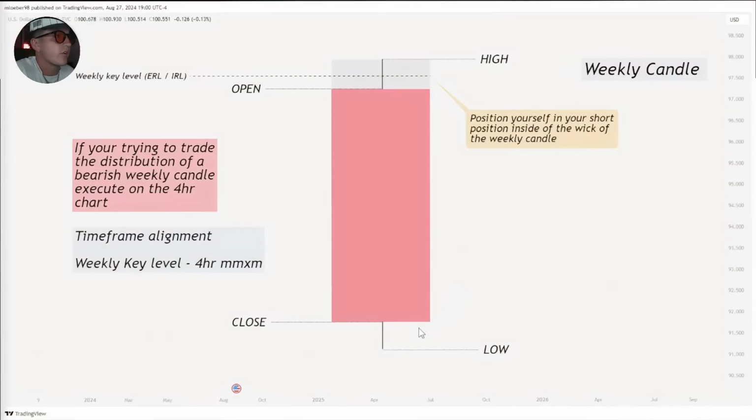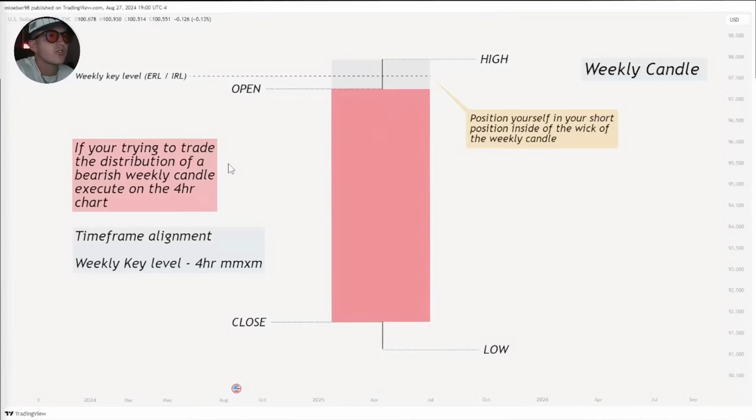Now, looking at a bearish weekly candle, it is the same thing, but vice versa. We have an open, we have a high, we have a low, and we have a close. If we have a bearish weekly bias, you want to be framing yourself in a short position inside of the weekly candle wick above the open.